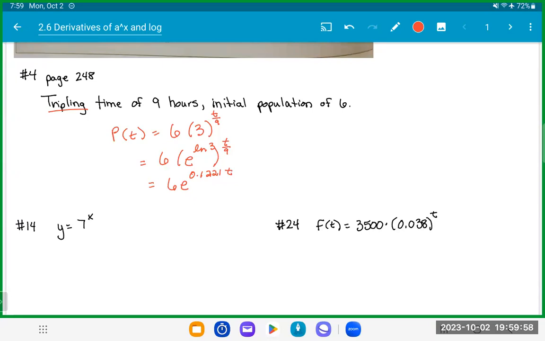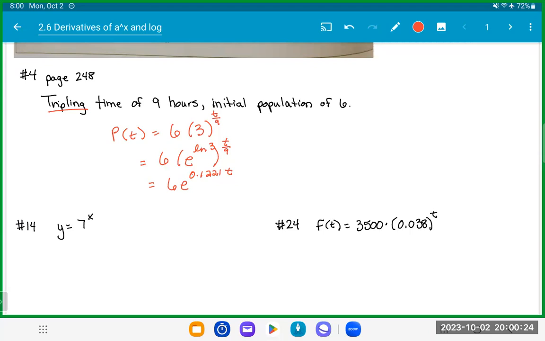You will see this on page 248 in the textbook. You'll see a couple of problems, maybe 1 or 2 in your homework that are similar to that, but you won't see the tripling time or doubling time in this aspect on your exam. Okay.